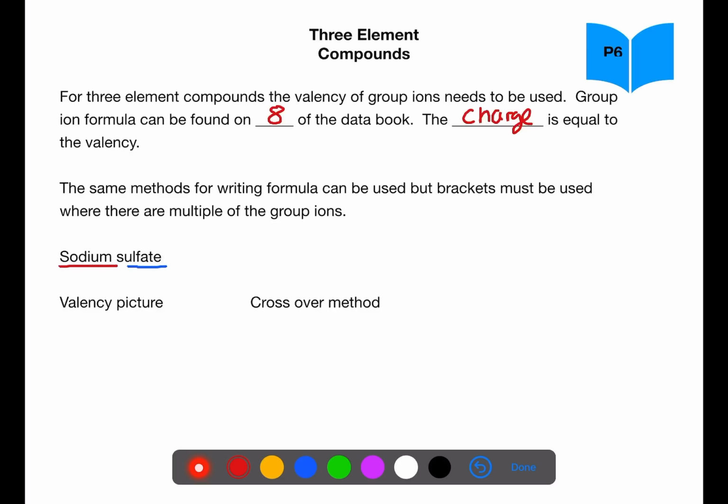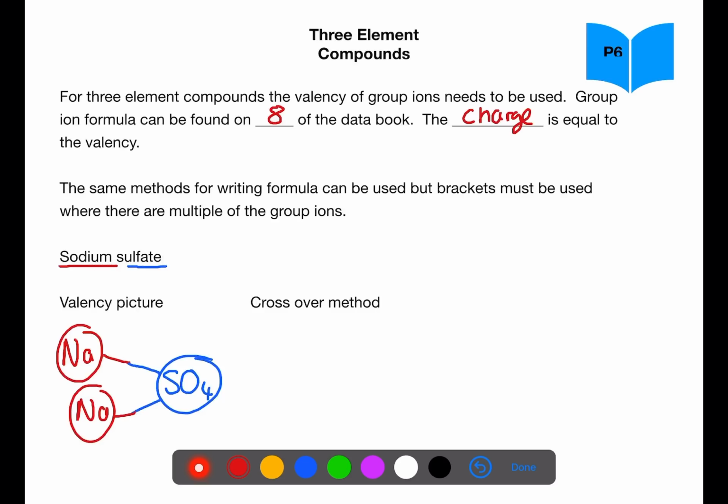To draw our valency picture, we need to find the symbol for sodium and put it in a circle. Sodium is in group 1, so has a valency of 1. Sulfate has the formula SO4. It's in the 2- column, so has a valency of 2. This means we need to join on another sodium to fill up the valency of the sulfate.